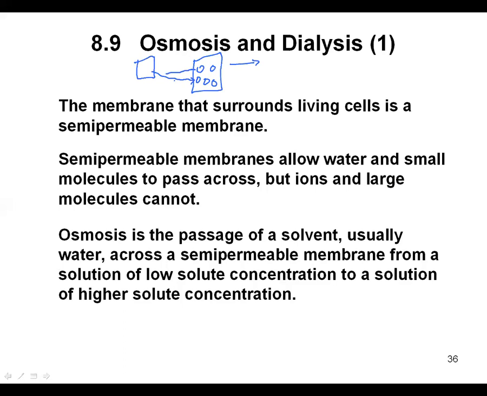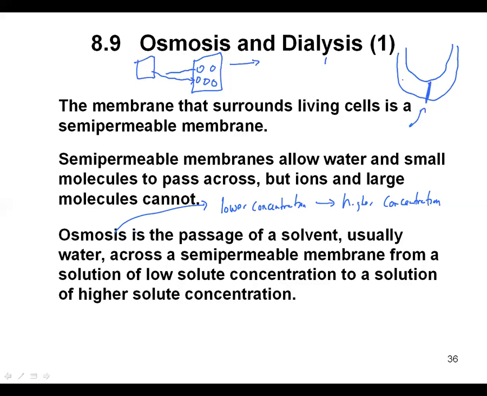So when we talk about osmosis, osmosis is the movement of solvent molecules from an area of lower concentration to an area of higher concentration. And that's basically what osmosis is. So for example, if you had this sort of container, and in the middle you had a semipermeable membrane, and on one side you had just pure water, on the other side, say you had salt water, right?